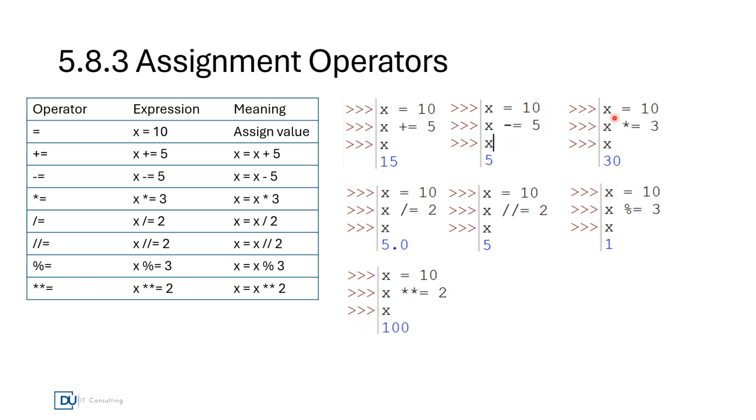And similarly, when we try to do star equal to 3, the initial value of x is multiplied by 3 and the value is stored back in x, which is 30. Similarly, the division. So when we try to do x slash equal to 2, what happens is 10 is divided by 2. The result is 5.0, which is a decimal, and is stored back in x. And in this case, we are doing a floor division. So x double slash equal to 2 means 10 divided by 2, and whatever is the quotient is stored in x. So the quotient in this case is 5, so that's stored in x.